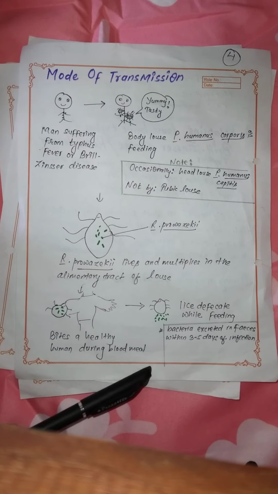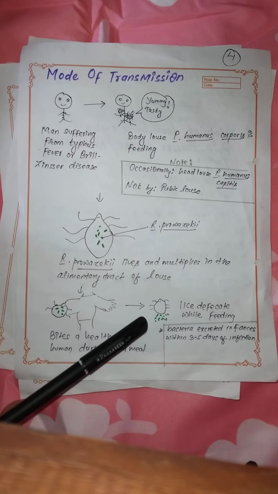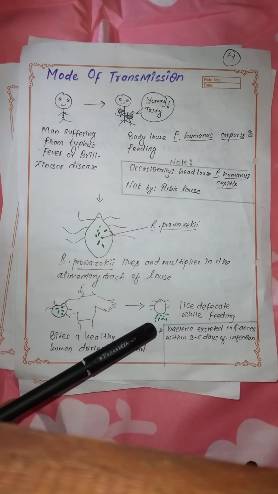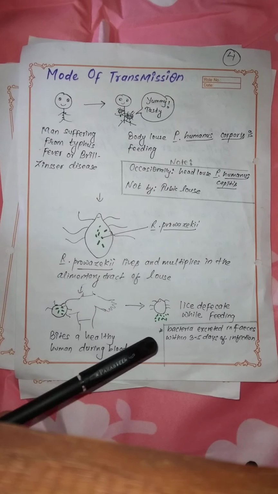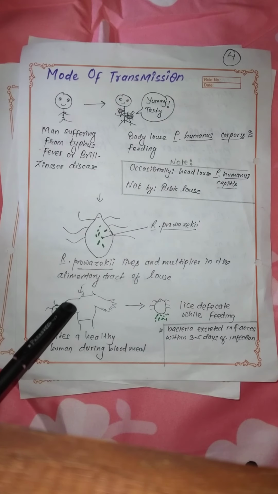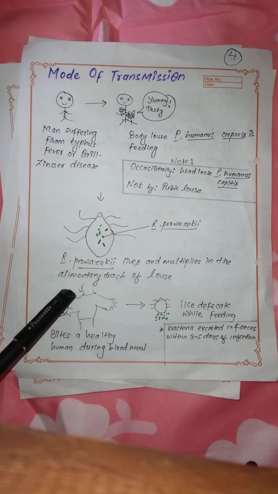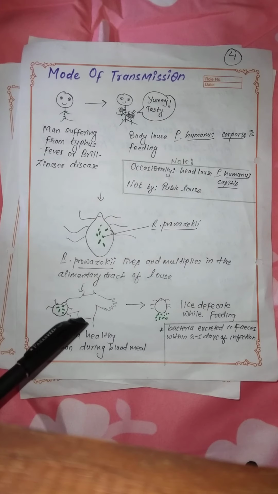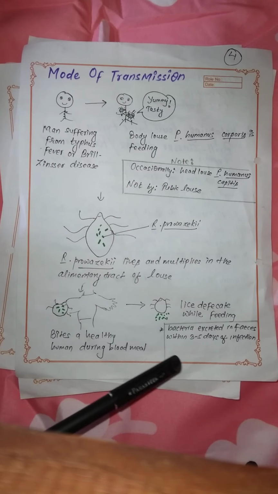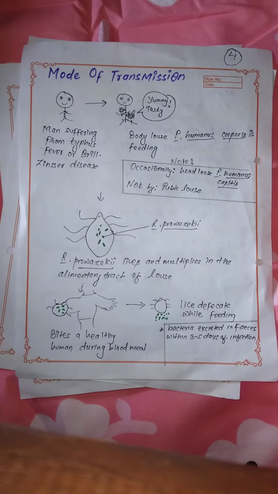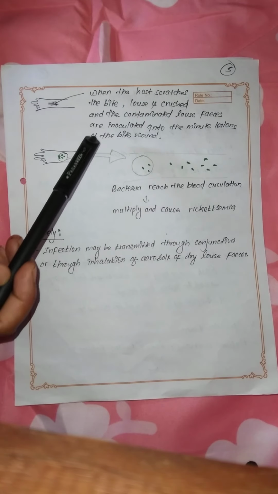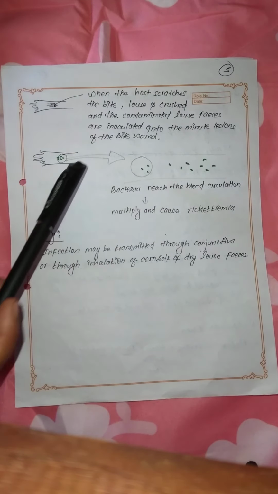When it is taking that blood meal, it defecates this bacteria, so that this bacteria is now exposed to this person. This bacteria is present on the surface of this person, and that will enter into this healthy host. The bacteria is created in the feces within 3 to 5 days of the infection. When that person scratches the bite, then the louse is crushed, and the contaminated louse feces are inoculated into the minute lesions of the bite wound.